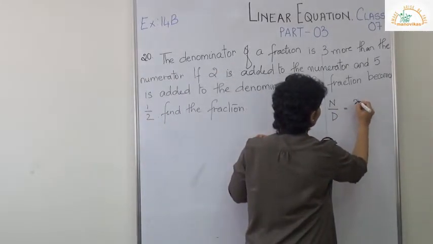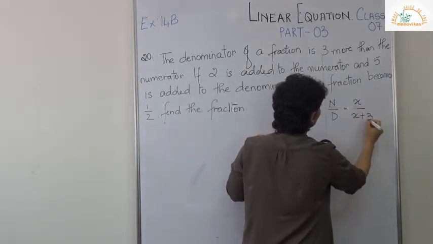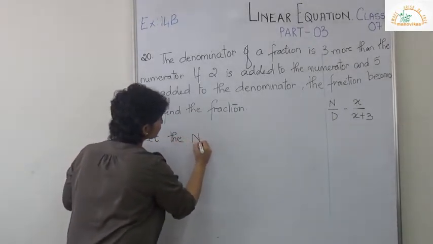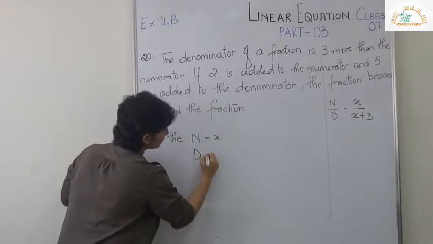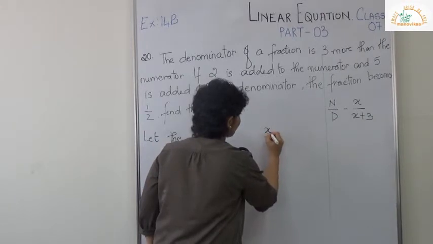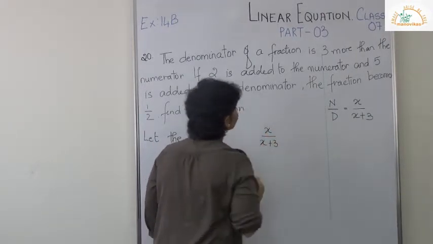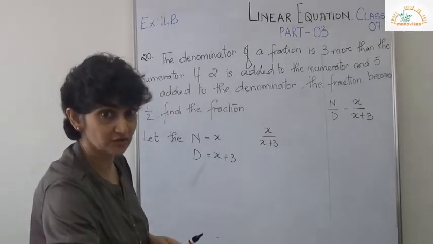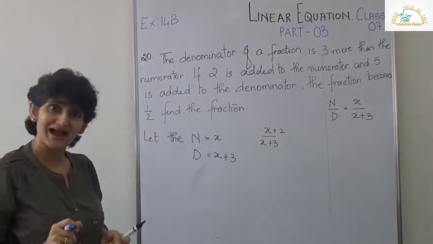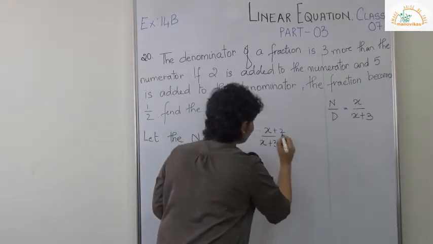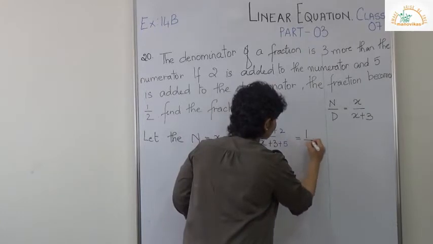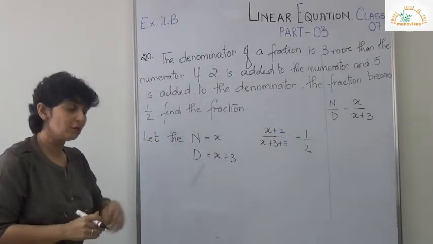That means if my numerator is x, my denominator is 3 more. Correct? So, let the numerator be equal to x. Then your denominator is x plus 3. Correct? Alright. So, now let us keep it here: x upon x plus 3. Next, if 2 is added to the numerator and 5 is added to the denominator, the fraction becomes half. So we need to work this out.